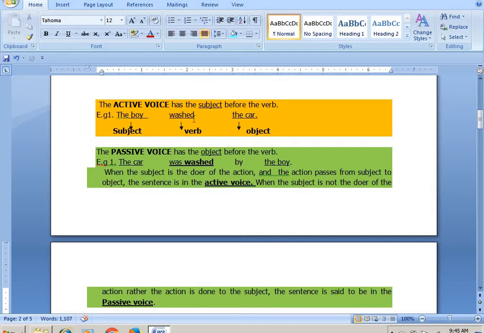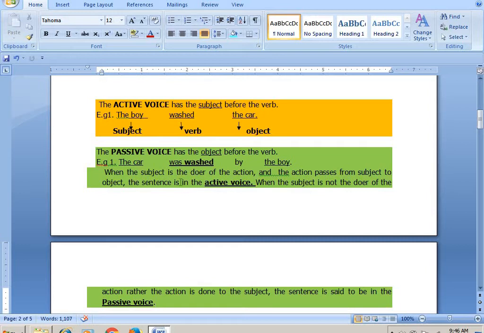Remember, students, the active voice has the subject before the verb, and which is the verb here? Wash is a verb over here, and therefore the boy is the subject, the subject before the verb in the active voice. Whereas in the passive voice, what happens? Washed, the verb is over here, but what has happened? The object has come before the verb. And what was the object in the first sentence? The car. And so the car was washed by the boy.